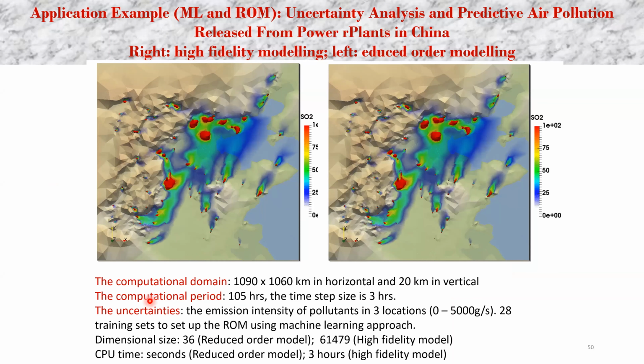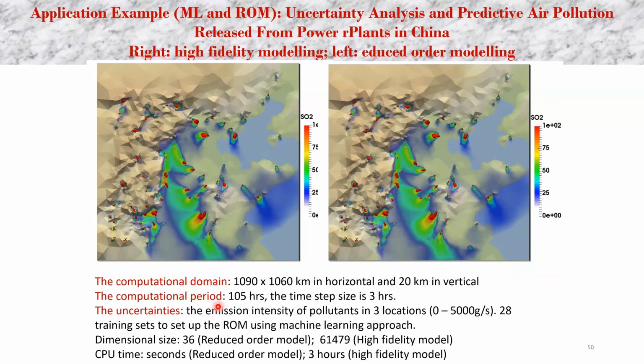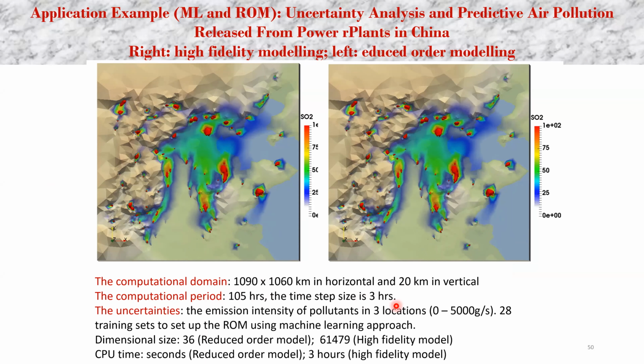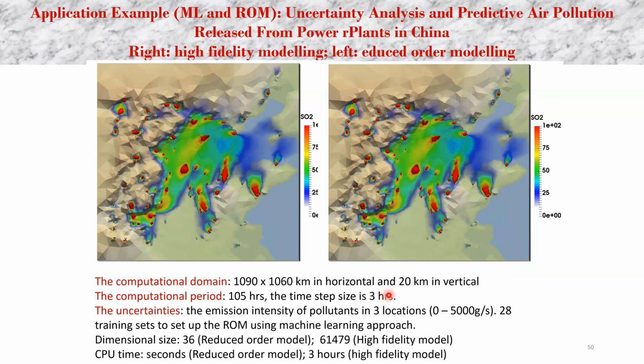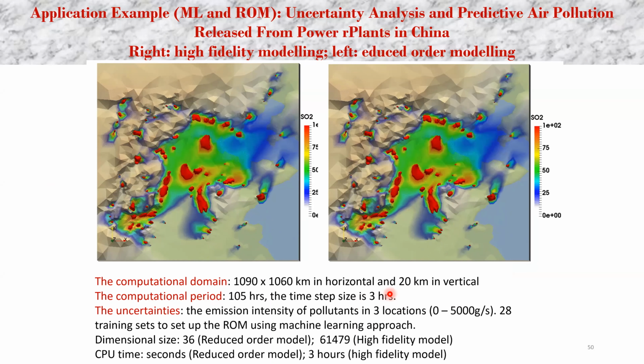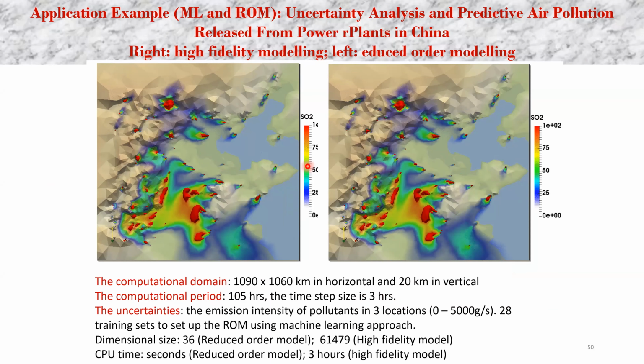The computational period is 100 hours and the time step is 3 hours. In this region we have 100 power plants, and pollutants are released from these power stations. We want to simulate this case using our machine learning model. So we train our model and then reduce it, and you can see the model's prediction after training.